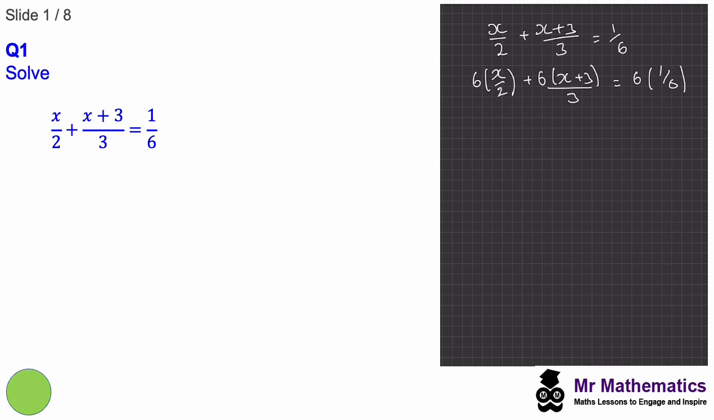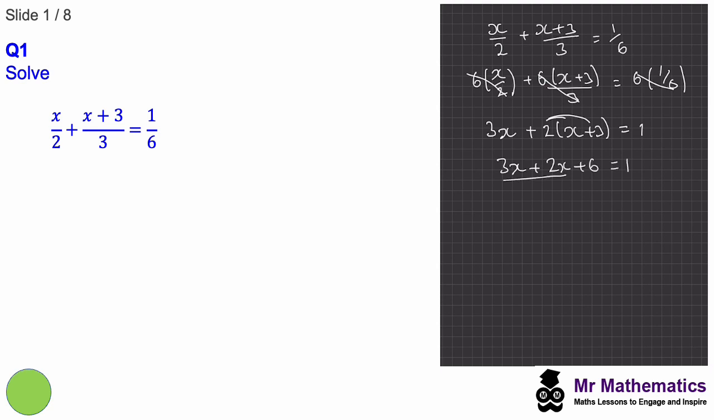So the 6 divided by 2 will cancel to make 3, so 3x. The 6 divided by 3 will cancel to make 2 lots of x plus 3. And the 6 divided by 6 here will cancel, so we have equal to 1. So now we can expand the brackets out, so we have 3x plus 2x plus 6 is equal to 1.